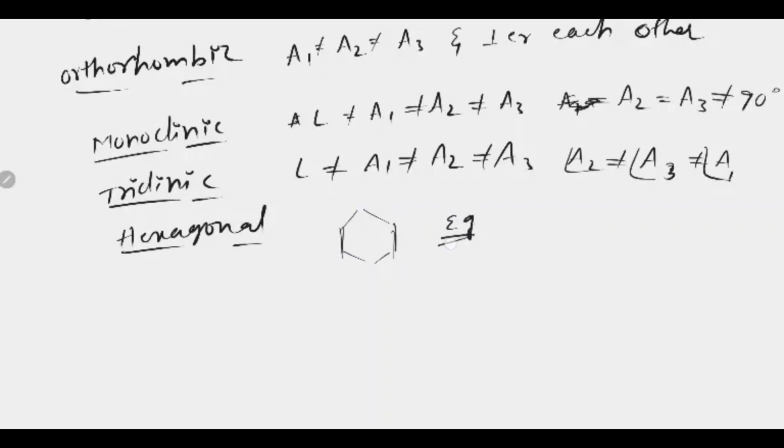Examples for the hexagonal are quartz and calcite.